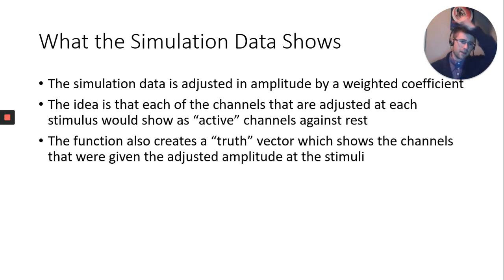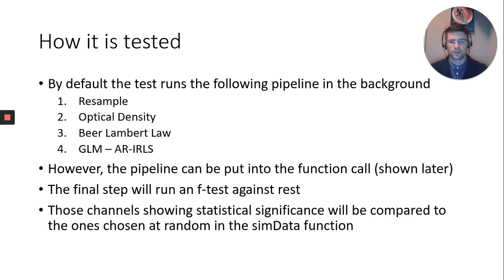So as I've gone through, the simulated data shows either completely random data, or autoregressive data with embedded bumps for activity along various stimuli, or it shows your actual data with those bumps added in. It's going to use this truth vector, which is just the list of channels that you added the bumps to, as the actual comparison factor. So how accurate were you? This is going to compare to this truth vector.